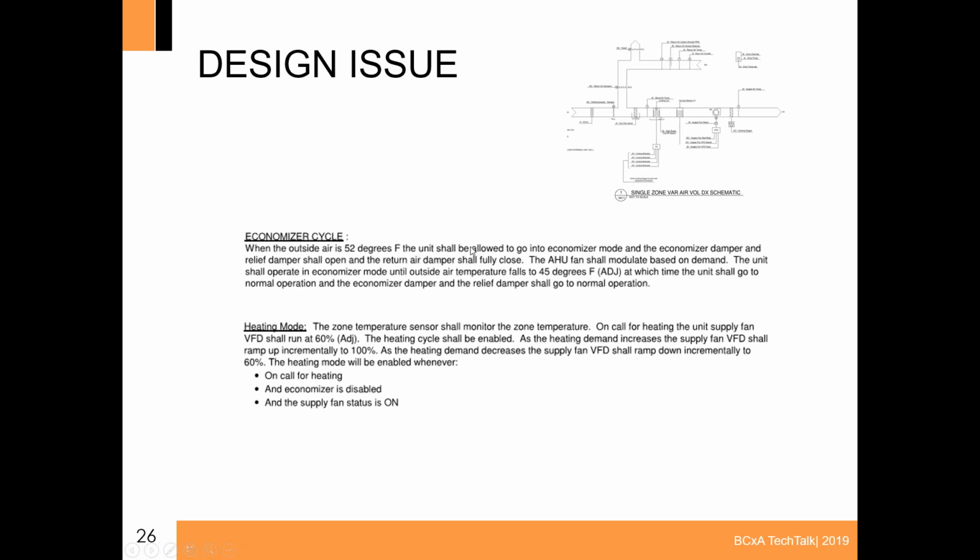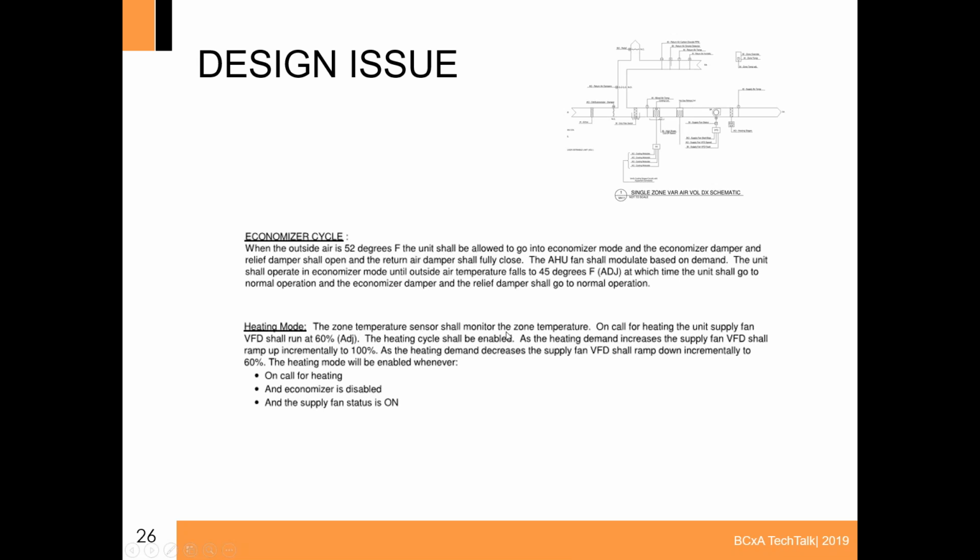Economizer: when the outside air is 52 degrees, the unit shall be allowed to go into economizer. Okay, so it's implied that at 52 degrees, it's in economizer. It actually says shall be allowed, but that's how the controls contractor interpreted it. So if it's 52 degrees or less, it's in economizer.